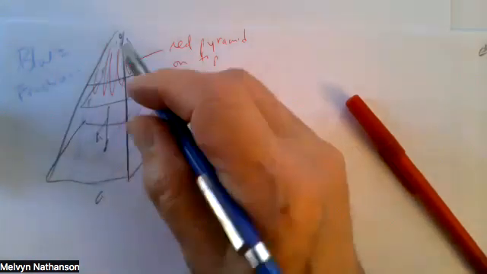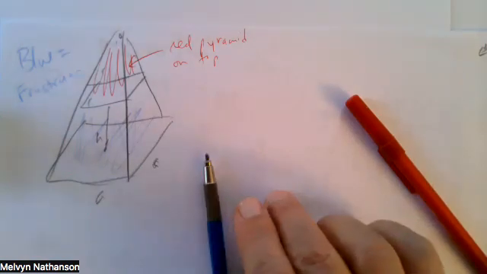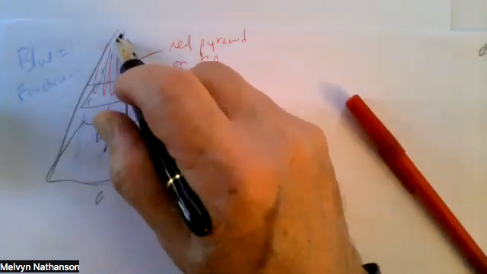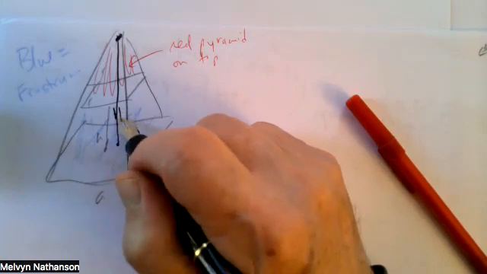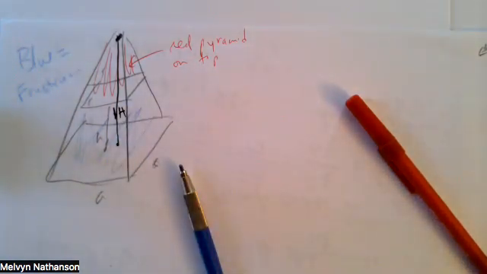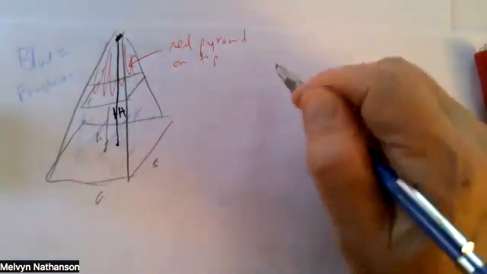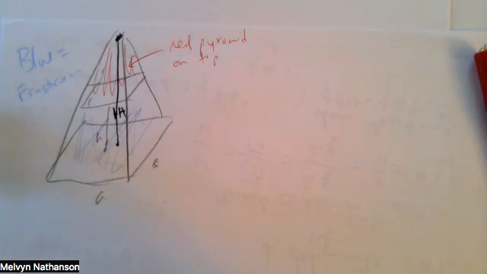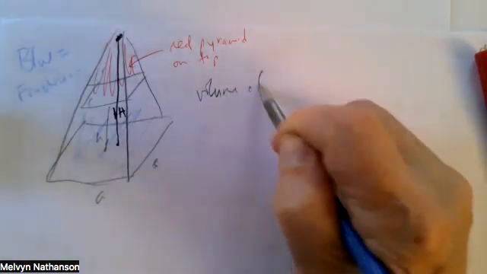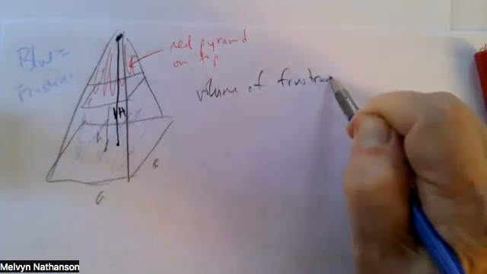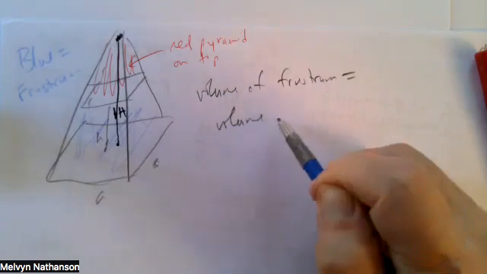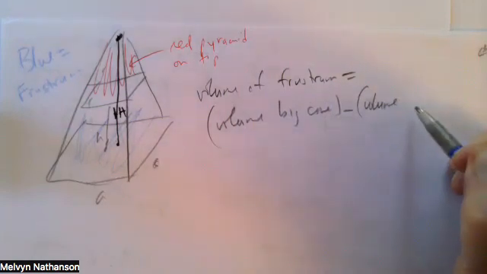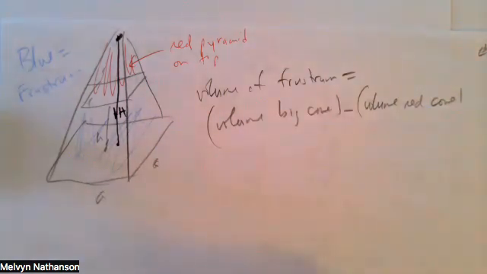So let's say that the height of this whole cone, the big cone, is capital H. And I want to find out what is capital A. So the volume of the frustum equals the volume of the big cone minus the volume of the little red cone.